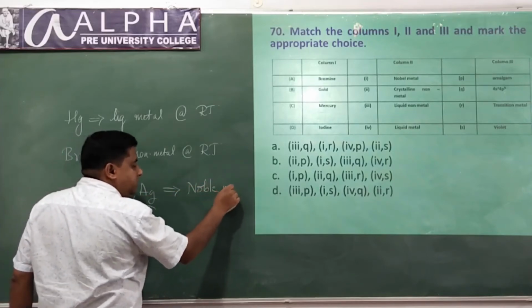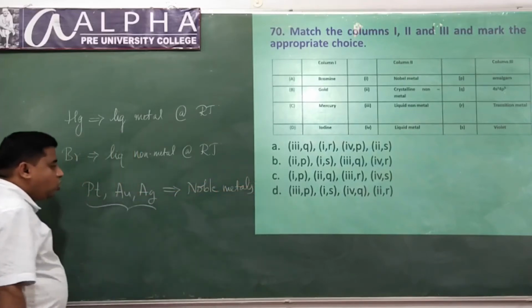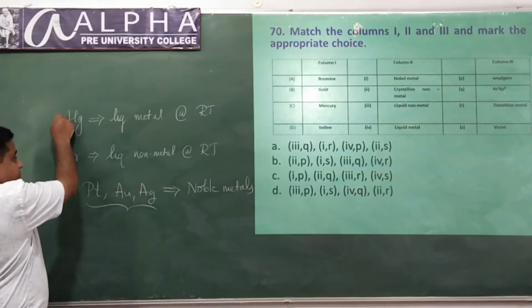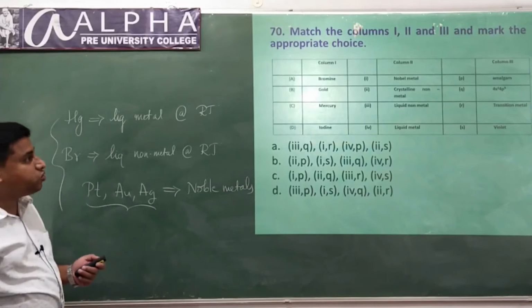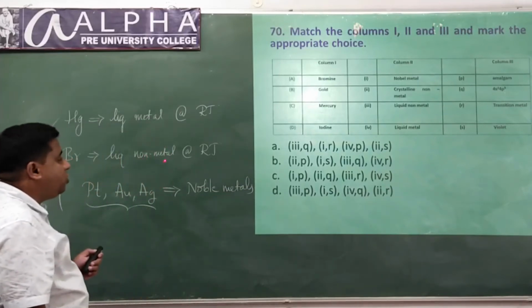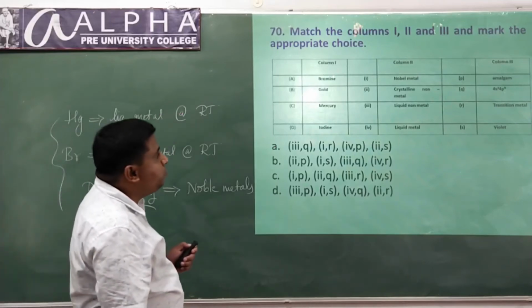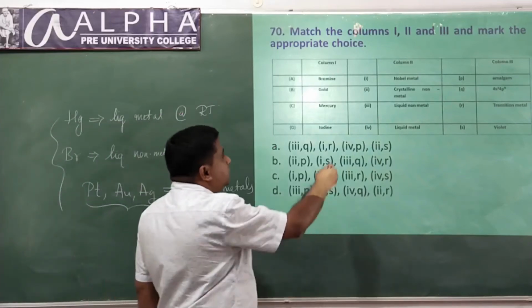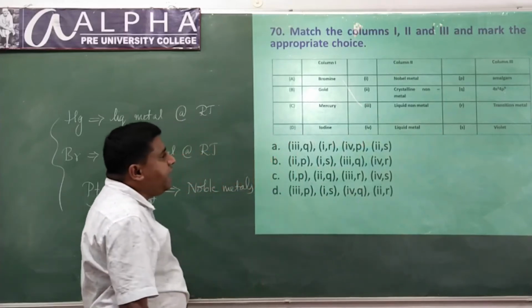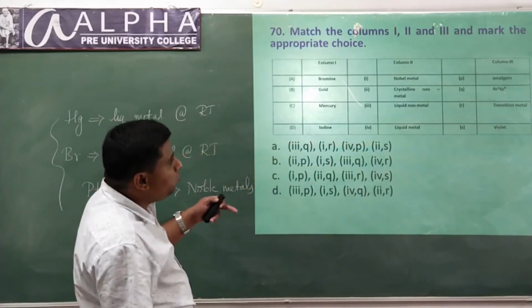Noble metals. Platinum, gold and silver are called noble metals. So at least this is enough to answer this question, I guess. Bromine, I told you, is a liquid non-metal at room temperature. So A is matched to 3. Yes, correct.